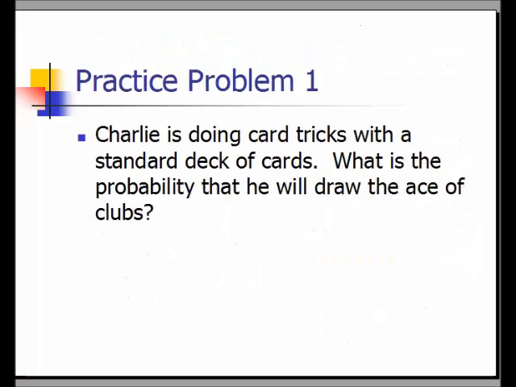Now let's do some practice problems. Pause the video after each problem, work that problem, and then come back for the answer. Here's practice problem 1. Charlie is doing card tricks with a standard deck of cards. What is the probability that he will draw the ace of clubs?